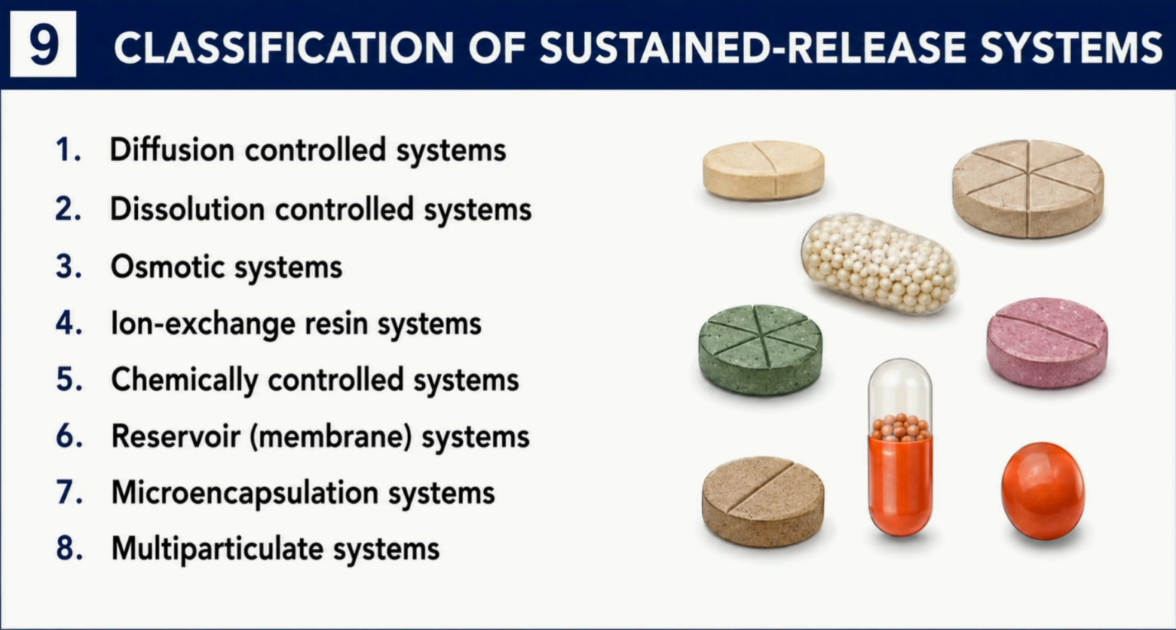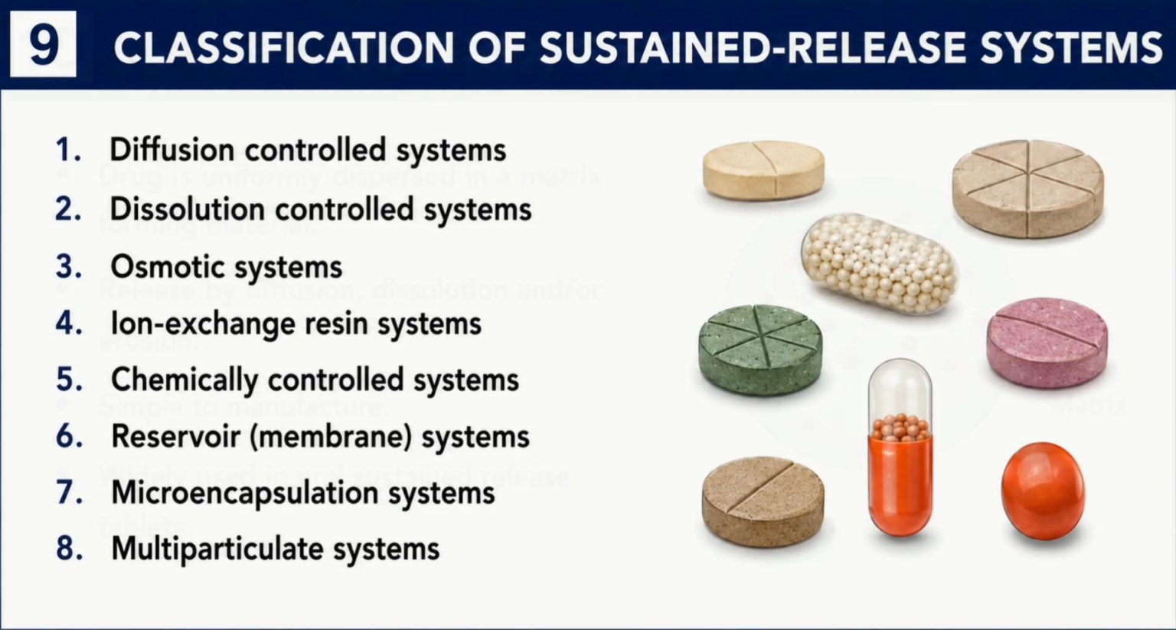Classification of the sustained release systems. Sustained release systems can broadly be classified according to the mechanism controlling drug release here. The major approaches include diffusion control systems, dissolution control systems, osmotic systems, ion exchange systems, and chemically controlled systems. In practical dosage forms, these mechanisms may also operate simultaneously. For example, a polymeric matrix tablet may show drug dissolution followed by diffusion through the hydrated polymer network. Therefore, the actual release mechanism is often more complex than a single theoretical model.